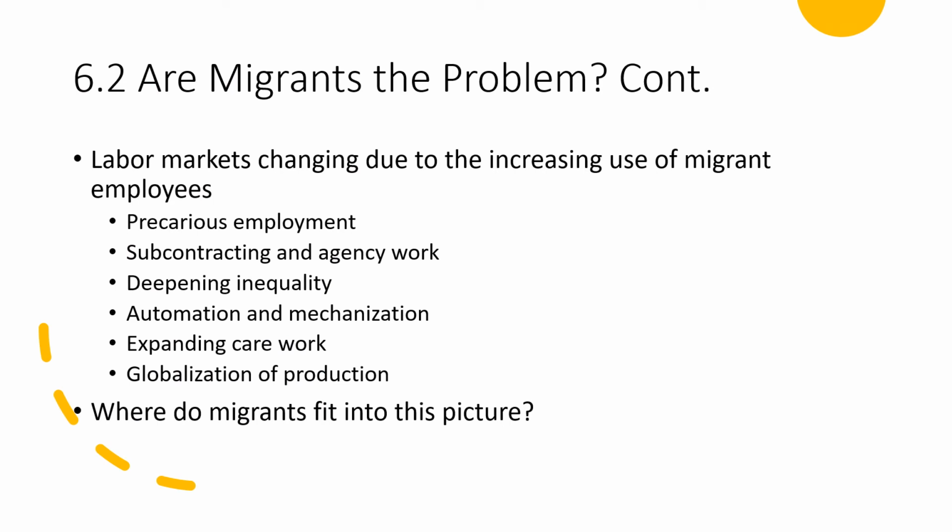Labor markets are changing due to the increasing use of migrant employees. Some key changes are precarious employment, subcontracting and agency work, deepening inequality, automation and mechanization, expanding care work, and globalization of production. So where do migrants fit into this picture? If these trends represent the undermining of decent work, then being a migrant is one further form of depriving them of their rights as a worker. This is because migrants have fewer rights and expectations that they are the ones that have to put up with these new working conditions.